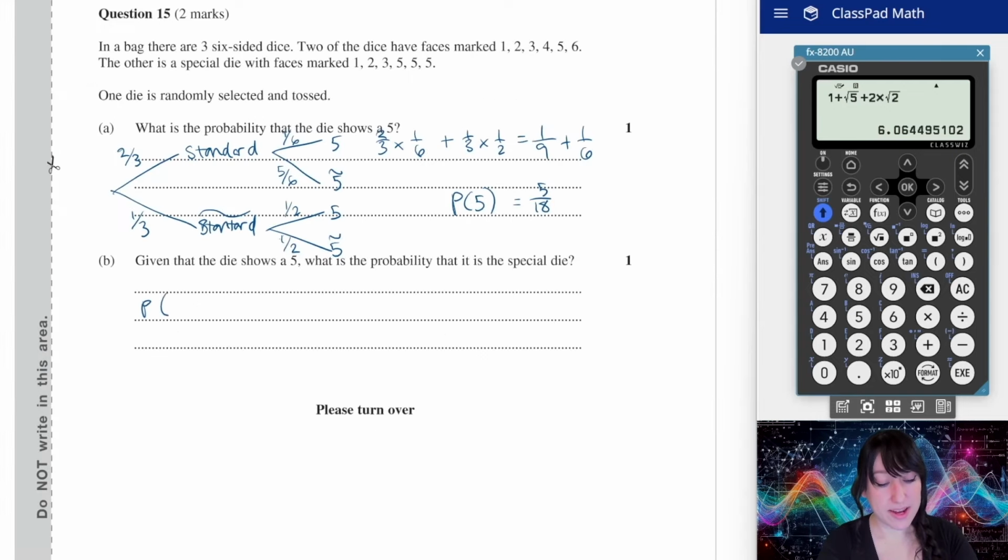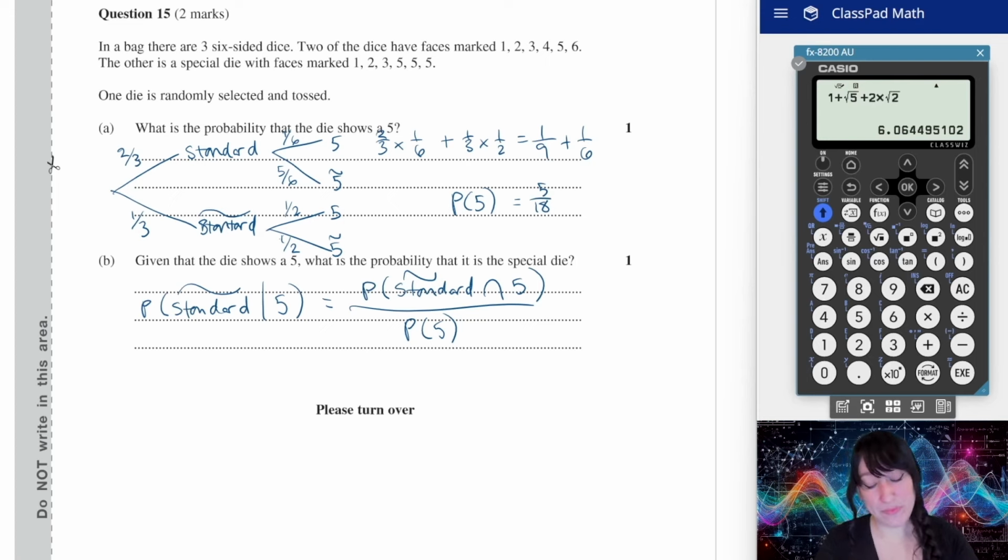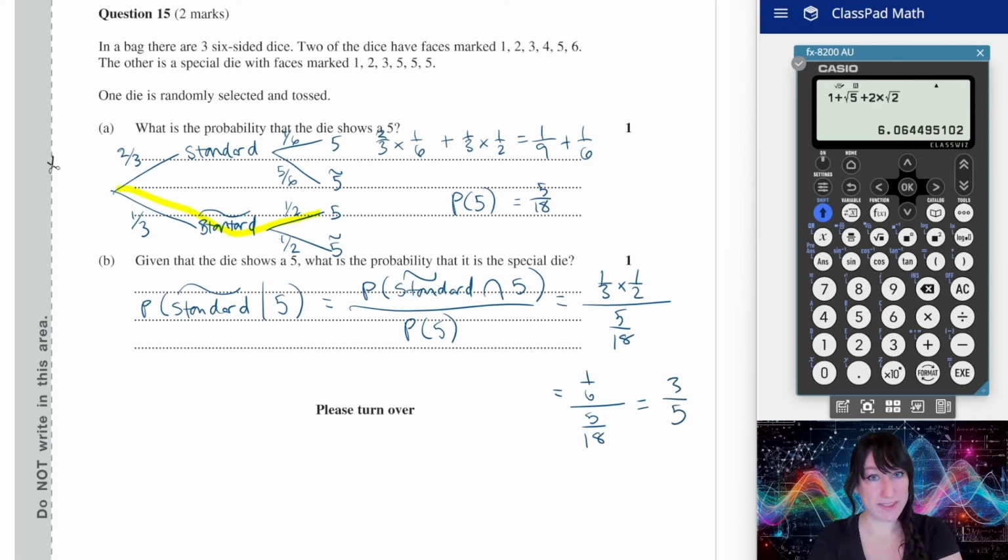So the probability that it's the special die, which I called non-standard, given it's a 5, is the probability of it being non-standard and it's a 5 divided by the probability that it's a 5, which we happened to work out in part A. So what's the chances of it being non-standard and a 5? Well, that is just 1/3 times 1/2. And the probability of 5, as we worked out, is 5 out of 18. So the answer is 3/5.